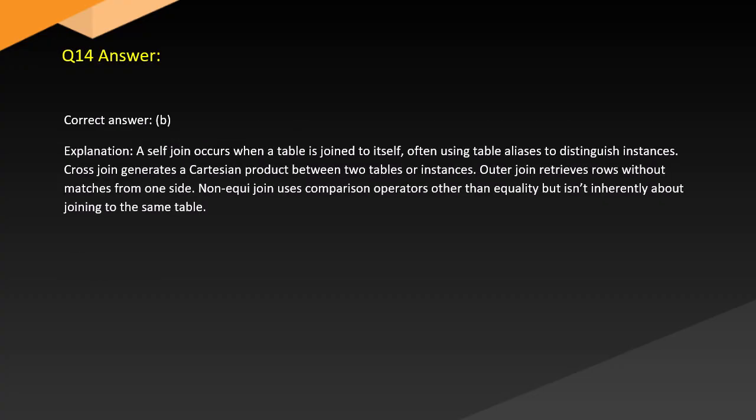Answer. Correct answer, B. Explanation. A self-join occurs when a table is joined to itself, often using table aliases to distinguish instances. Cross join generates a Cartesian product between two tables or instances. Outer join retrieves rows without matches from one side. Non-equi-join uses comparison operators other than equality, but isn't inherently about joining to the same table.